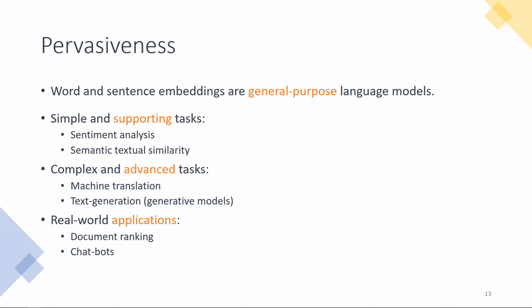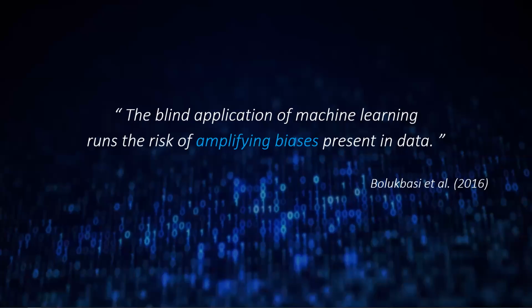So the problem is that you have this pervasiveness of general purpose language models for many different supporting tasks or advanced tasks, also applications on the human-computer interaction side, such as chatbots. But the thing is that it has been demonstrated that applying machine learning without really taking care about your model, about your training data especially, runs the risk of amplifying social biases that are already present in the data.